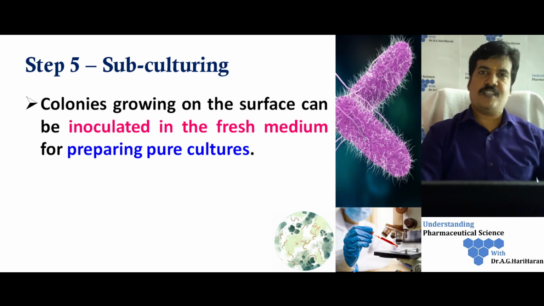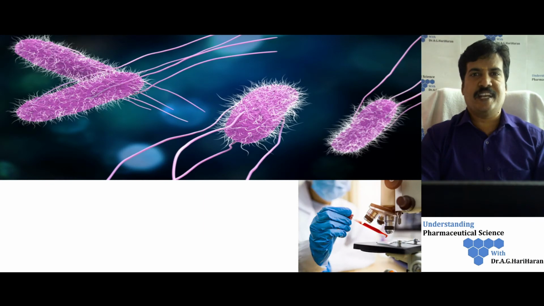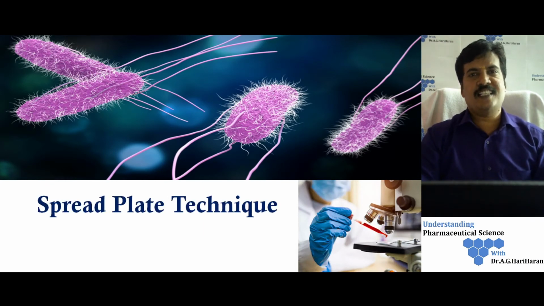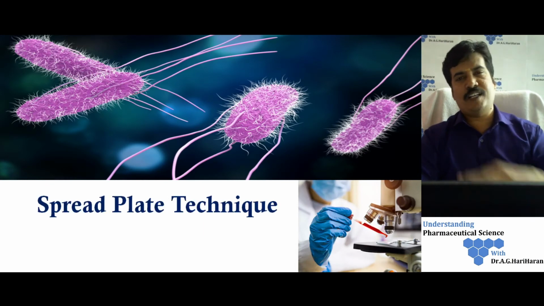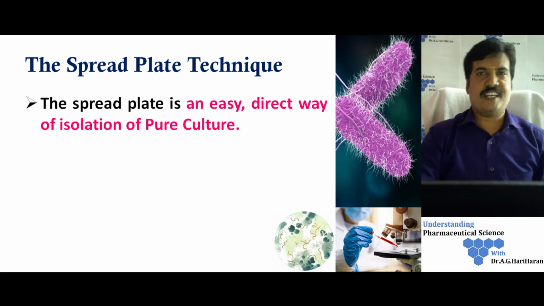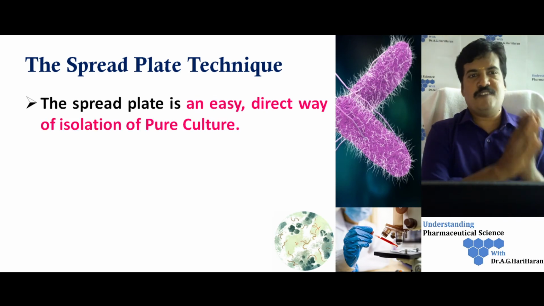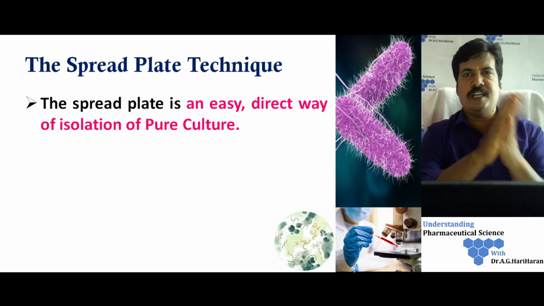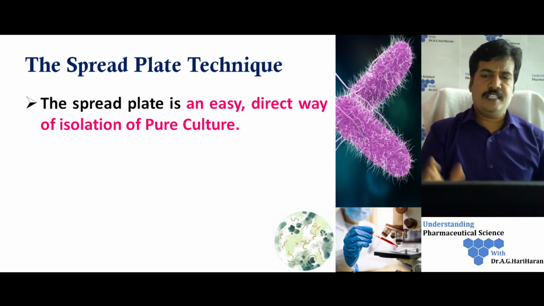So this is the first technique, the pour plate technique. And the second technique is the spread plate technique. When compared to the pour plate technique, the spread plate technique is the easiest way of isolating a pure culture, and it is also a direct way. It is a simple method.